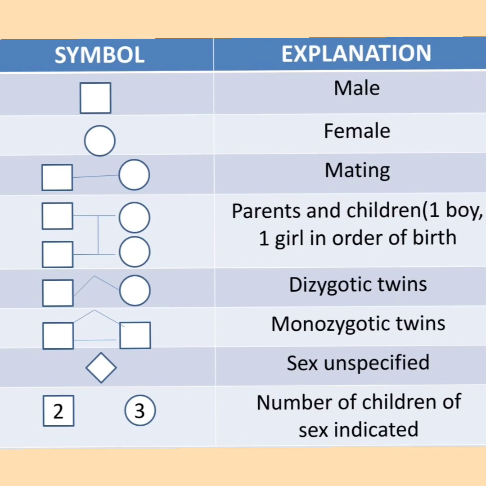The parents and children, one boy and a girl, are represented, where one square and a circle are joined by a line, and the children are one square and a circle. In dizygotic twins, a male and a female. In monozygotic twins, a male and a male is depicted here. In sex which is unspecified, it is shown by a diamond. When a number of children are produced, you can see them represented by the second child and the third child.